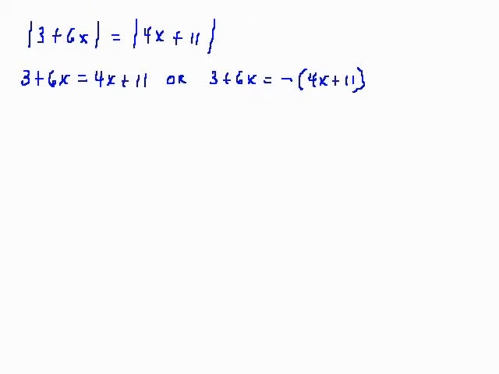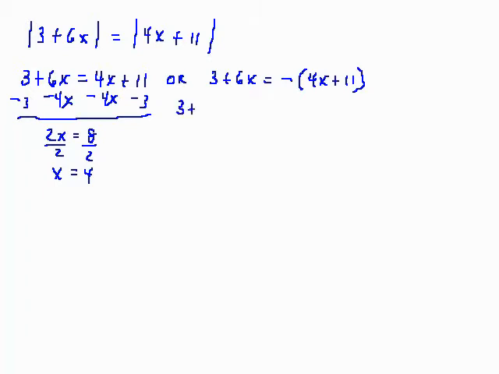All right, so solving here, we're going to subtract 4x from both sides. So I'm going to go left with the letters, and then I'm going to subtract 3 from both sides and go right with the numbers. So that's going to give me 2x equals 8. Dividing by 2, here's my first answer, x equals 4.